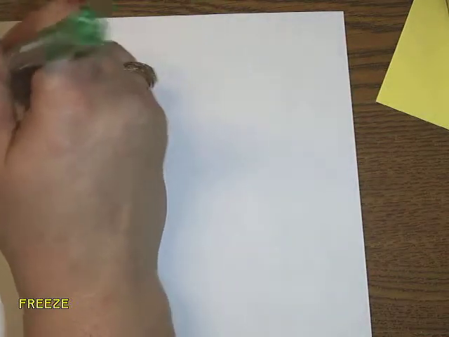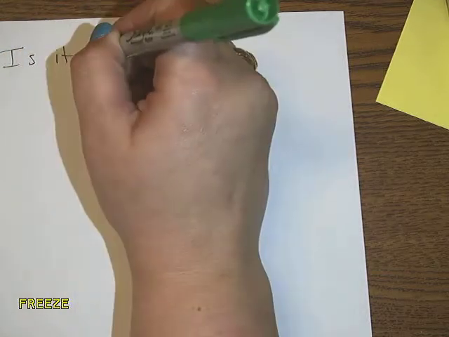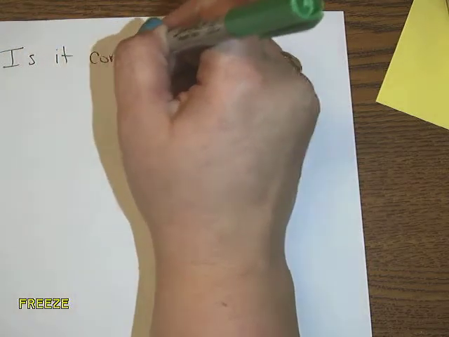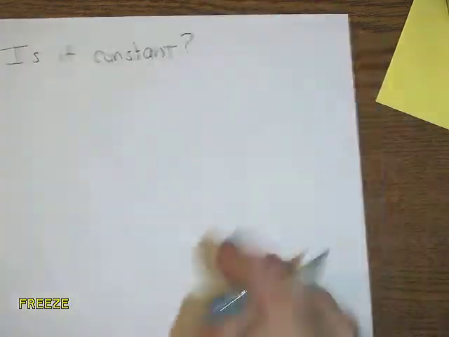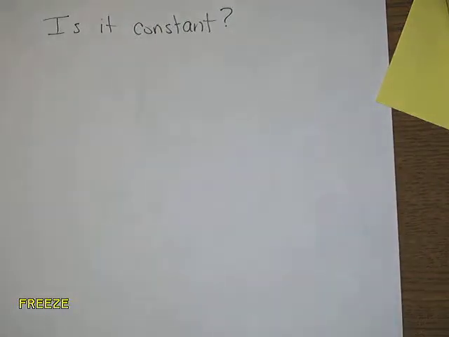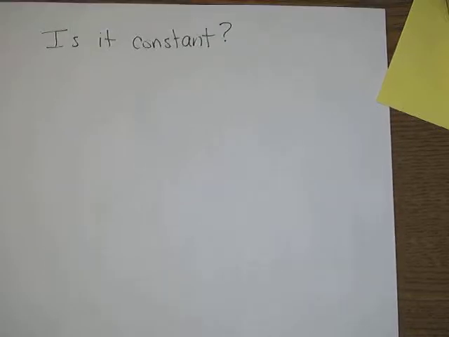Okay, so make sure your title is on your page. Is it constant? We already talked about what constant means. Oh, I'm sorry. Yes, it can make a straight line. That's also called linear. Okay?